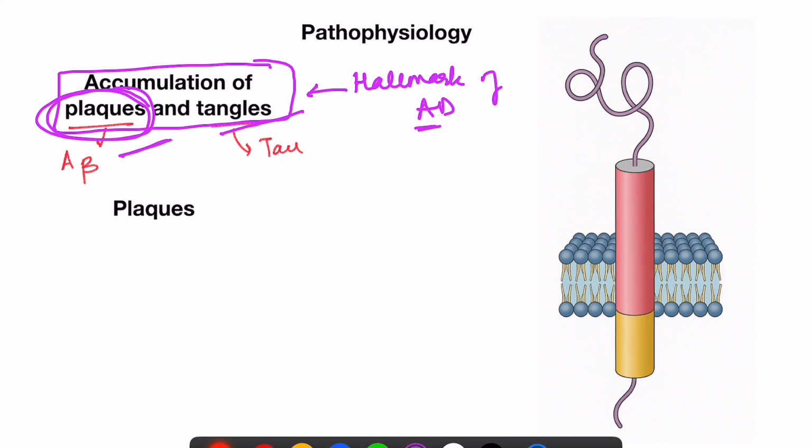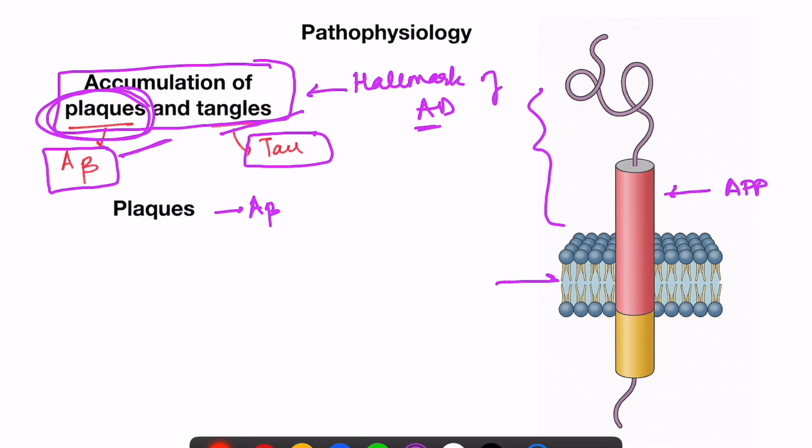And what are these plaques and tangles? Plaques are the accumulation of A beta protein, that is amyloid protein, and tangles are the accumulation of hyperphosphorylated tau protein. Now, if you see this diagram, this is the membrane of the neuron, and here this protein is present, that is amyloid precursor protein. This protein has an extracellular domain, present outside the cell. This part is the intracellular domain, that is the cytoplasmic domain, and this is the transmembrane domain. So this is a single transmembrane domain.